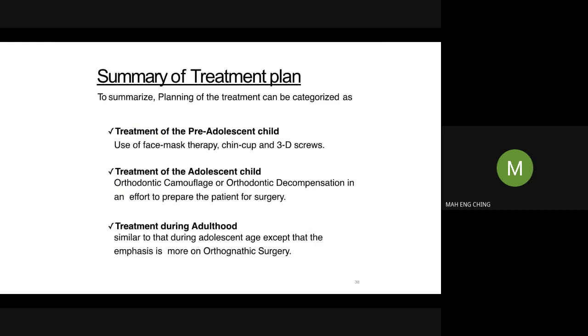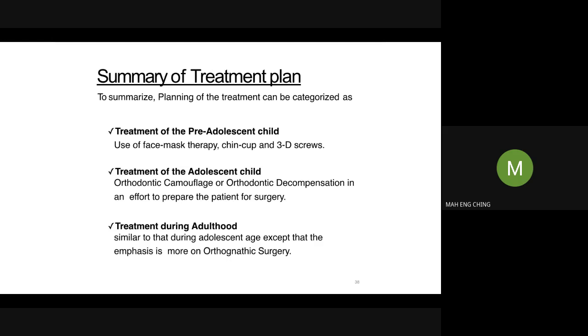So what's the summary of this Class 3 malocclusion treatment plan? To summarize, the planning of treatment can be categorized as treatment of the pre-adolescent child, meaning the patient is very young. Then we can use face mask therapy or chin cup or maybe some screw to rectify it. If the patient is a growing adolescent, a teenager, then maybe orthodontic camouflage or orthodontic decompensation in an effort to prepare the patient for surgery. Sometimes when we see children or teenagers with severe skeletal malocclusion, which is too severe to rectify by braces alone, then we will prepare the patient for surgery.